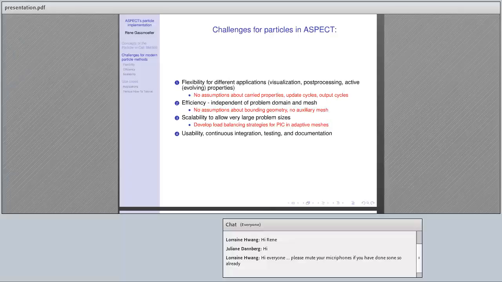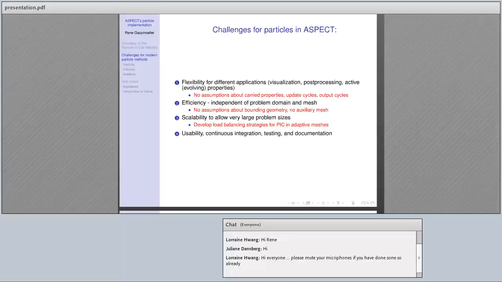I mentioned the flexibility for different applications. So that essentially requires that we make no assumptions about the carried properties of the particles. We don't know how many properties they will carry. We don't know how often they will be updated. We don't know how often we want to write that into output files. But still, we need to implement this in an efficient way, and in an efficient way that is independent of the problem domain and independent of the mesh that we are using. So we can make no assumptions about the bounding geometry of our model, for example.